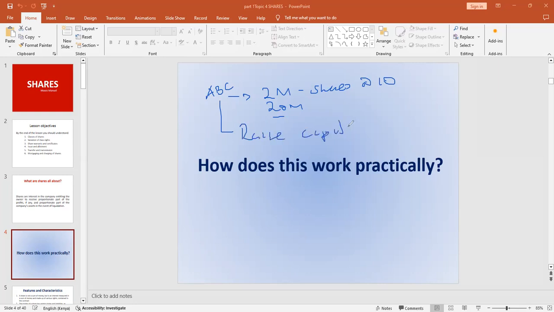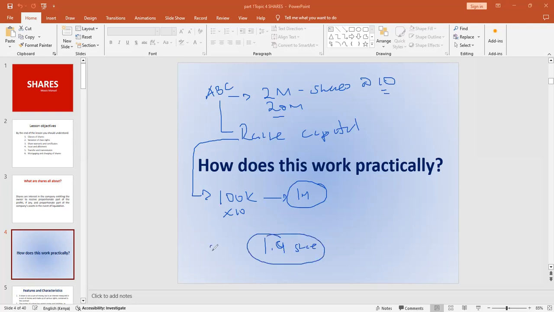So this company is looking to raise capital. So now what do they do? The company decides that they are going to sell 100,000 shares, which means they're looking to raise 1 million. Remember we said a share goes for 10, so that's 100,000 times 10. So what does that mean? It means whoever owns this company is now left with 1.9 million shares.